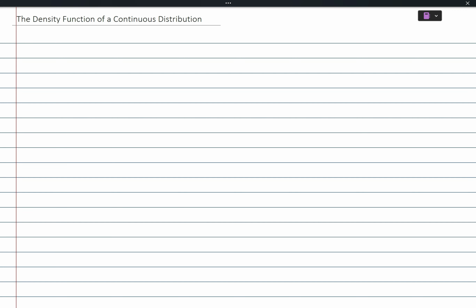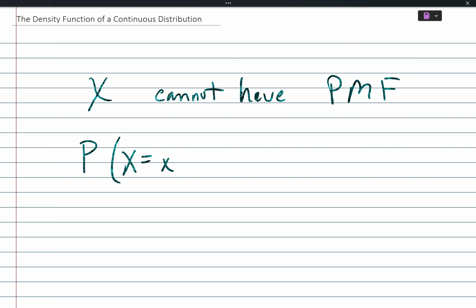In this lecture we're talking about the density function of a continuous distribution. A continuous random variable X cannot have a probability mass function. The reason for this is that P(X = x) = 0 for any value x.